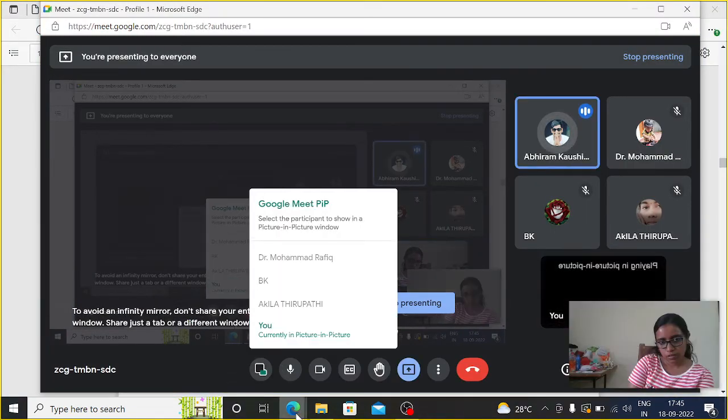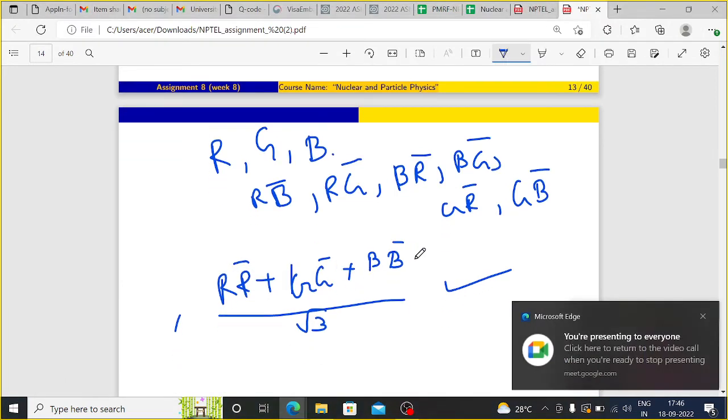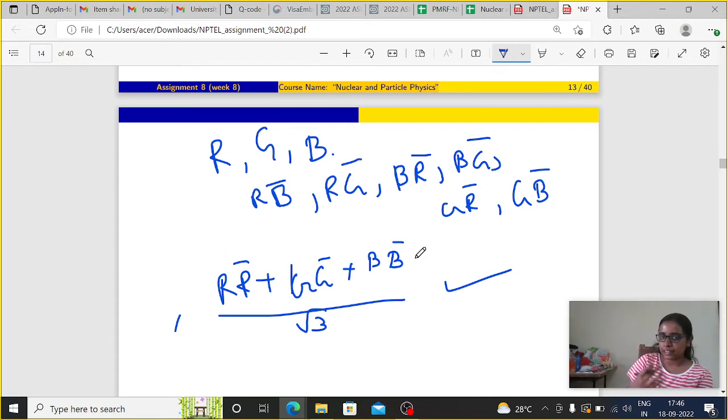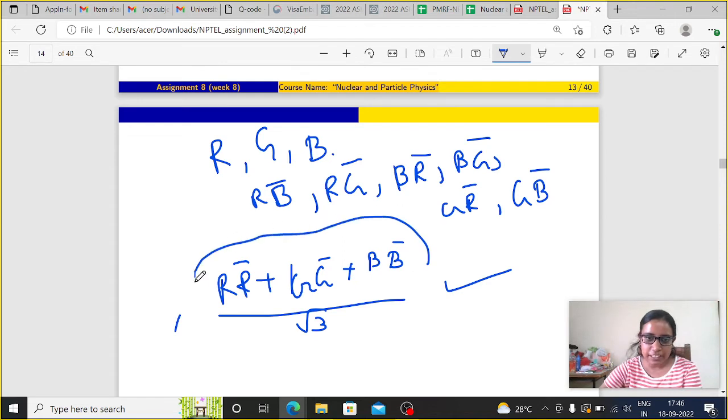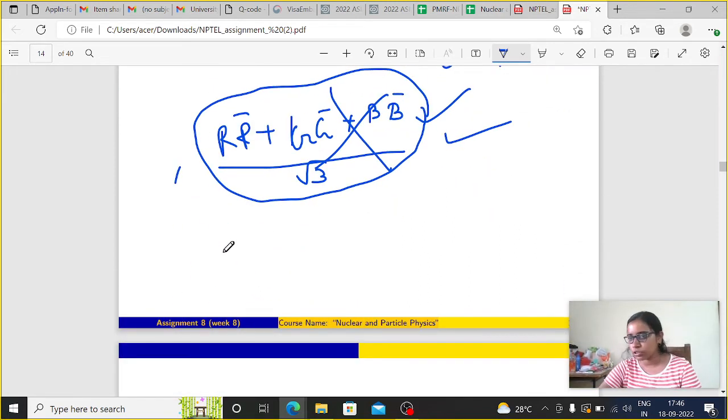I think it is colorless, ma'am. Yeah, it is colorless. So will it be a gluon configuration or not? As I already told you, a gluon should be colored. So that means this type of configuration is not possible for a gluon. Okay. Yes, ma'am. So only these six configurations will be possible, and another combination will also be possible.